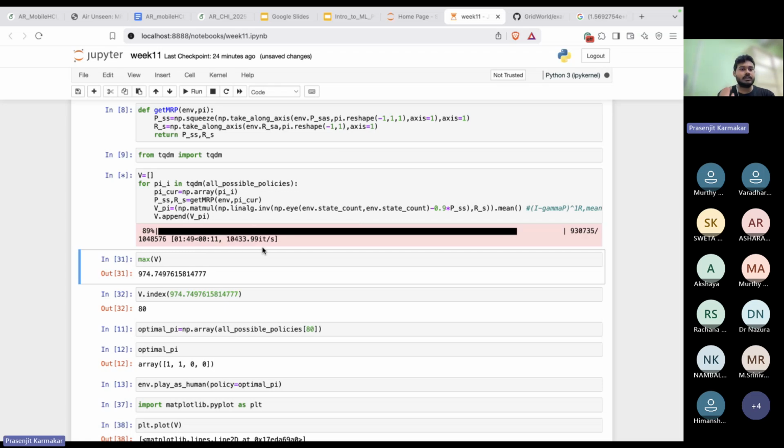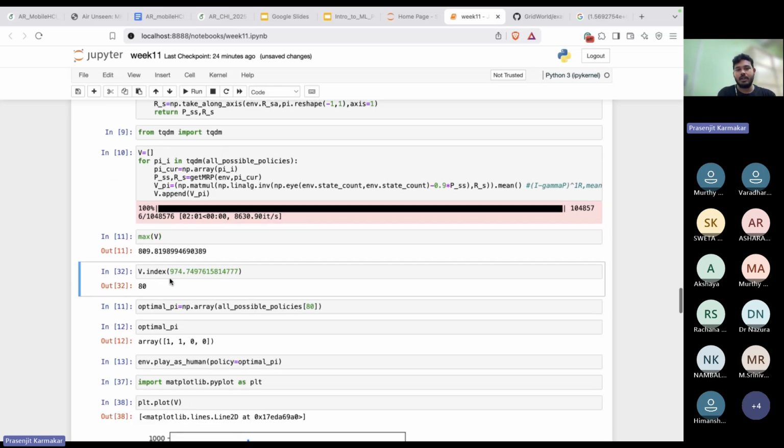Almost done, but it takes a lot of time, right? For a small environment like that, it should be computed almost instantly. So the algorithm we will learn next will compute it very fast. It takes around 2.01 minutes to compute, and the maximum value that we get is 809.81. What is the index of that value?